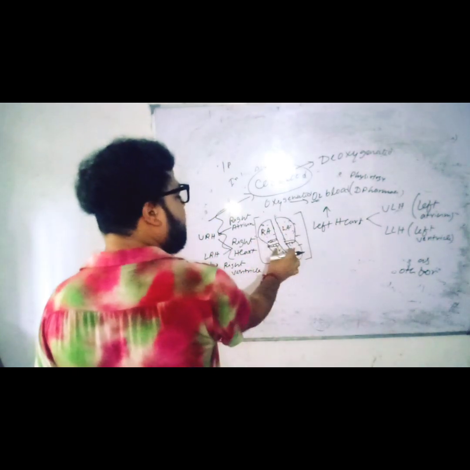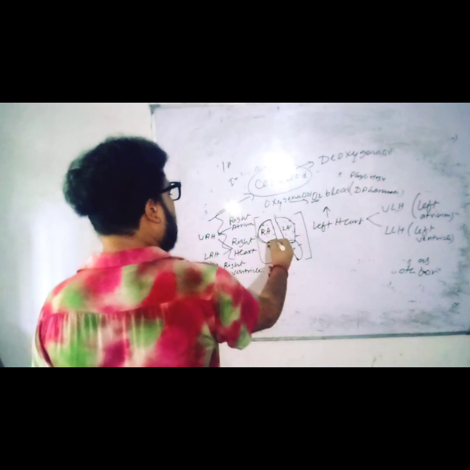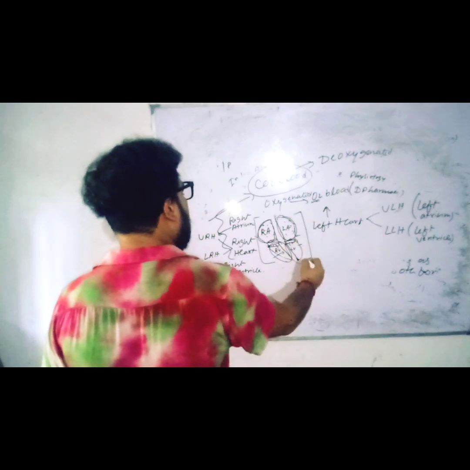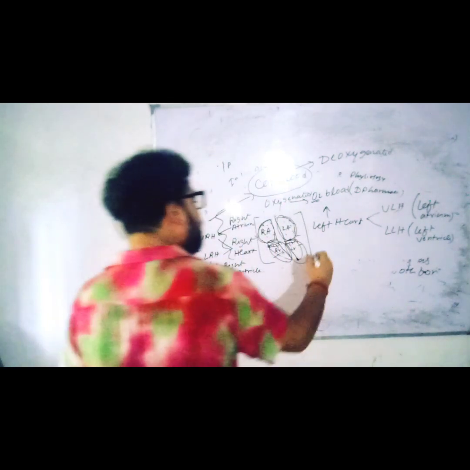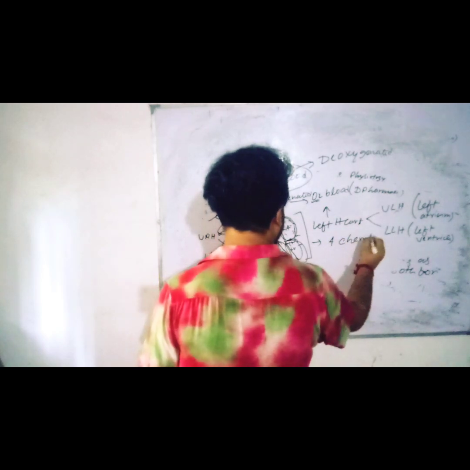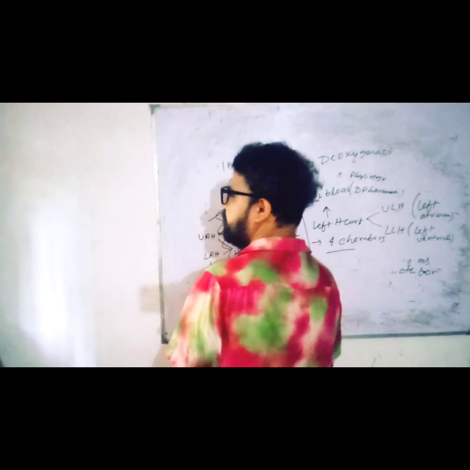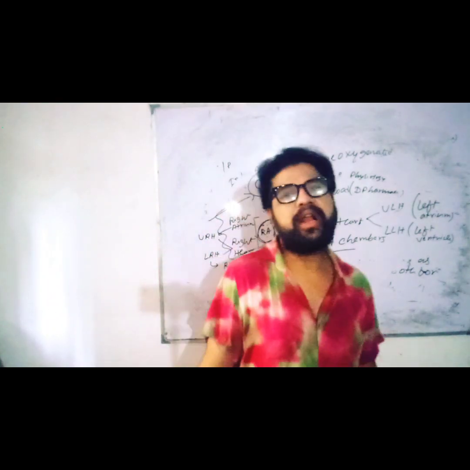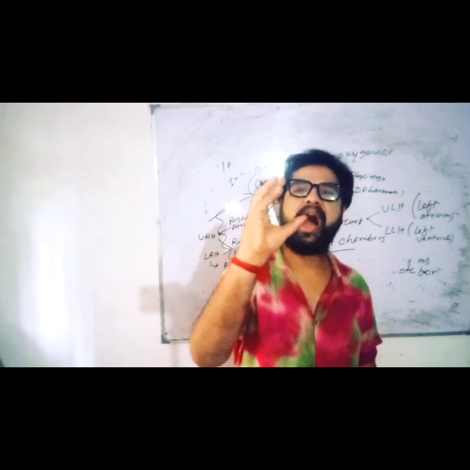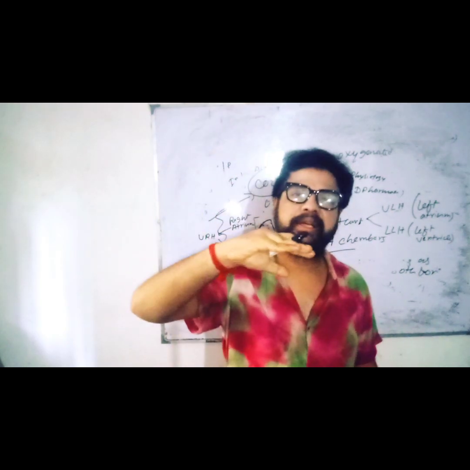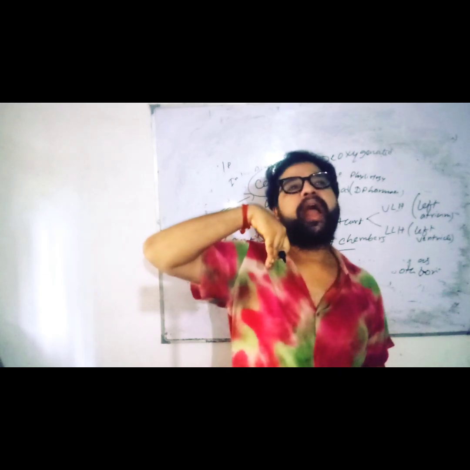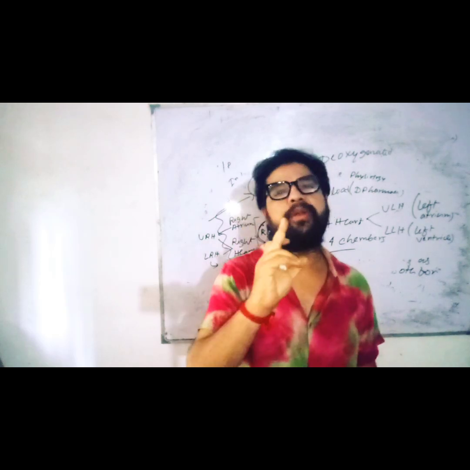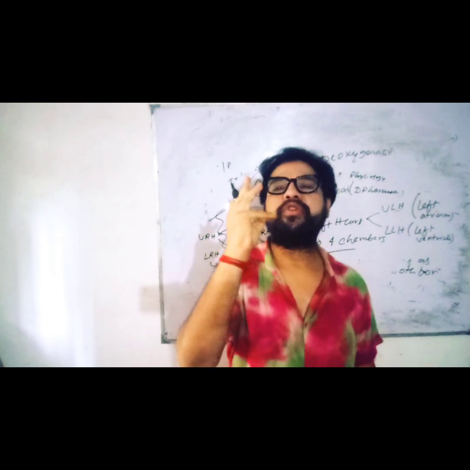So how many total chambers are there? Look here, this is the right atrium, this is the left atrium, this is the right ventricle, and this is the left ventricle. So how many chambers? There are four chambers. Initially, if we study the evolution, initially heart was formed with two chambers, but as the evolution progresses, the heart will be divided into four chambers.